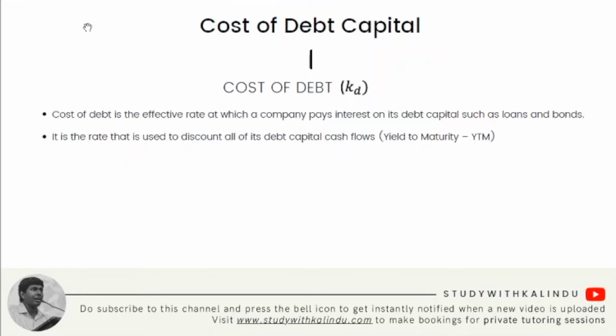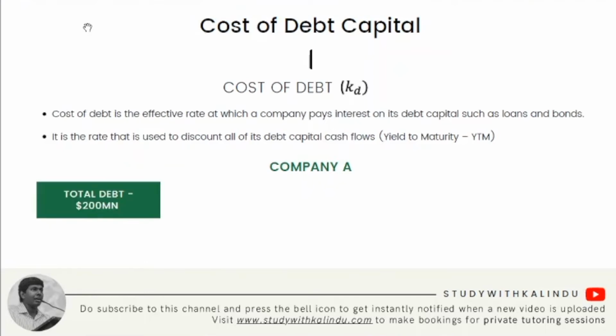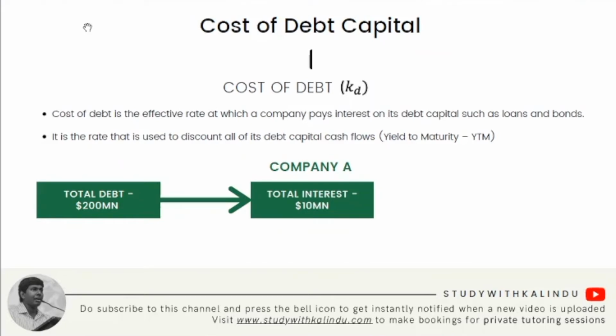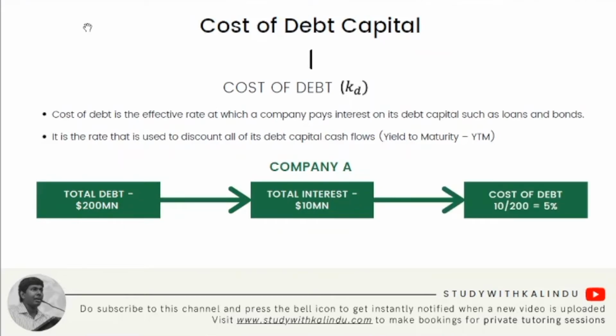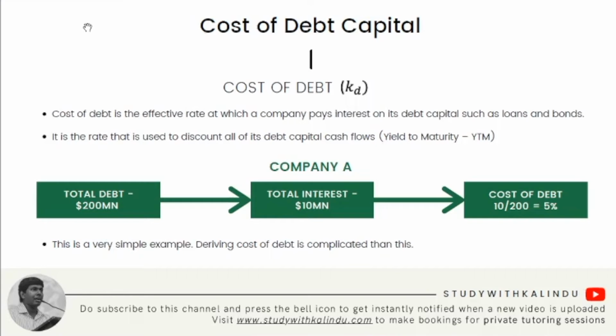So now you know cost of debt is nothing but yield to maturity. So if you know how to calculate yield to maturity, then you have the cost of debt at hand. But let's be patient and go one by one. So I will crack the code to calculate the cost of debt. Now let's take a company. Company A has total debt of 200 million. It pays a total interest of 10 million. Very simple. Your cost of debt is 10, which is the total interest, divided by 200. You get 5%. It's a very simple example.